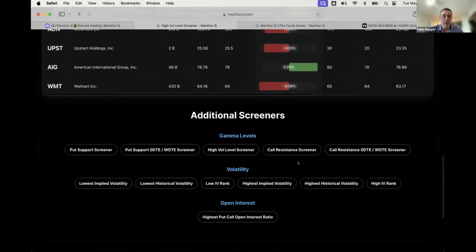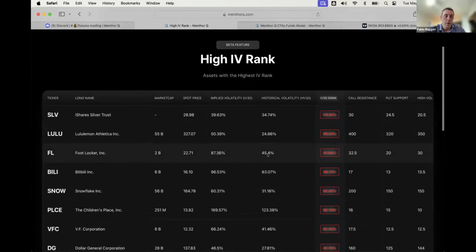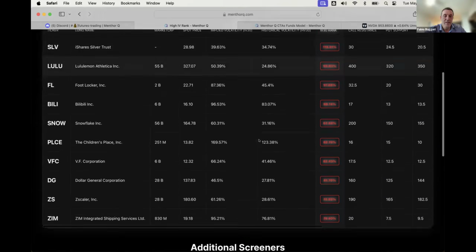Then we have volatility screeners. In this case, you want to use those to understand what strategy you want to put on. For example, you want to look for high volatility stocks because maybe you want to sell premium, right? So you want to look for companies that might have very high implied volatility and that therefore could give you some nice premium. So here you have a screener on that side.